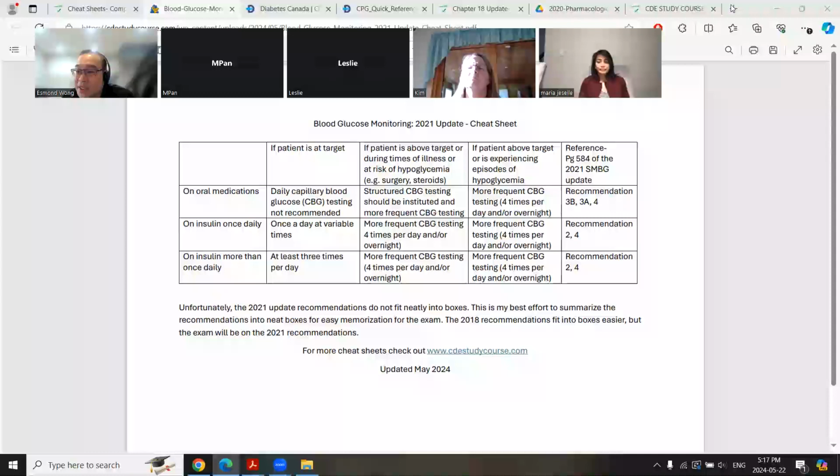Can you go through once self? So, okay, this would be it for self-monitoring for blood glucose, I believe. I know the old guidelines were probably a little bit more clear, but unfortunately the exam is on the new guidelines, so that's what you have to study.